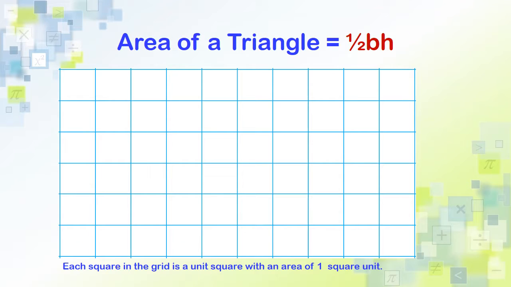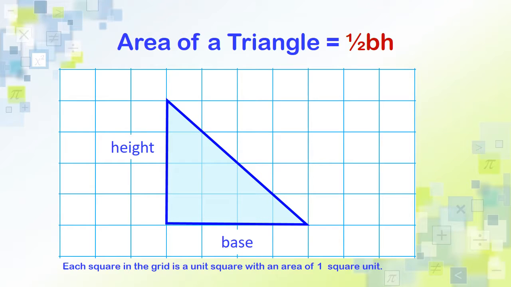Area of a triangle equals 1/2 times the base times the height. So to find the area of a triangle, we simply multiply the base times the height and then divide by 2. So just like any other area problem, we find our dimensions and then we work it out.